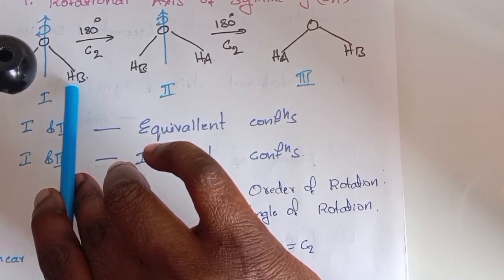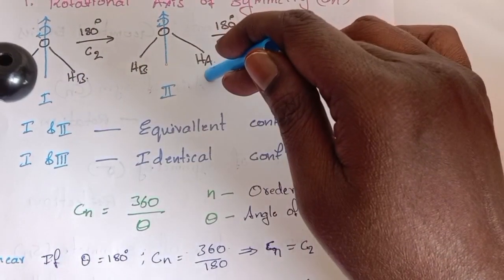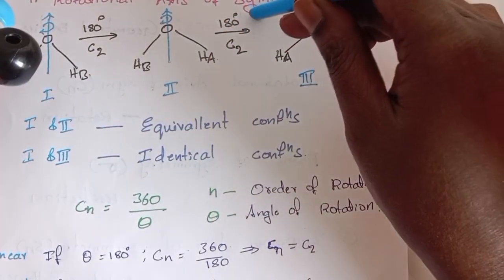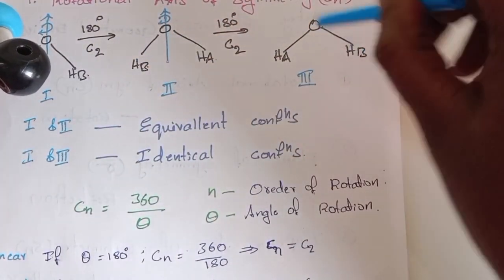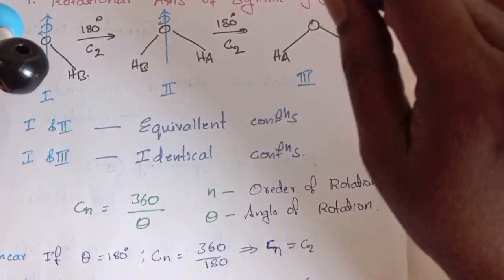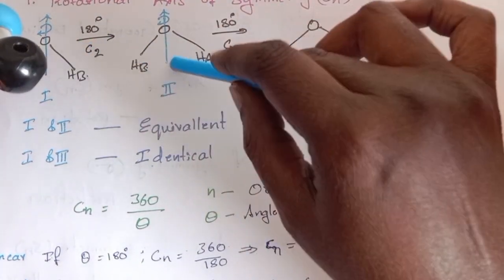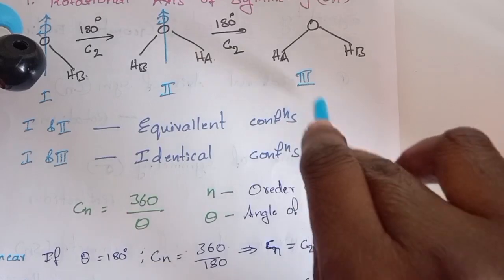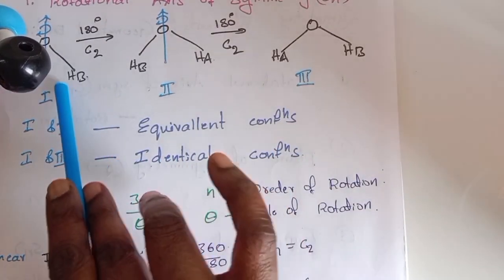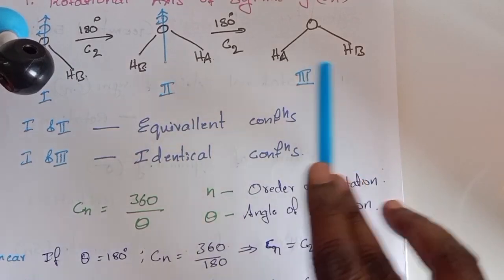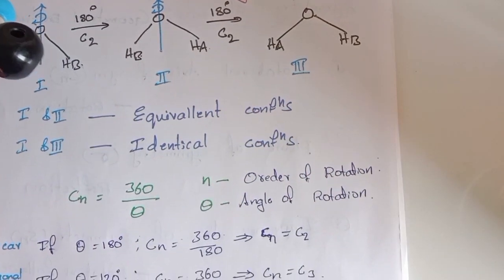By rotating 180 degrees, HB will come here, HA will come here. Again by rotating 180 degrees, HA will come here, HB will come here. So with a 180 degrees rotation we get 1 and 2 as equivalent configurations, whereas 1 and 3 are said to be identical configurations, which are the same in molecular formula and the same in position of atoms.